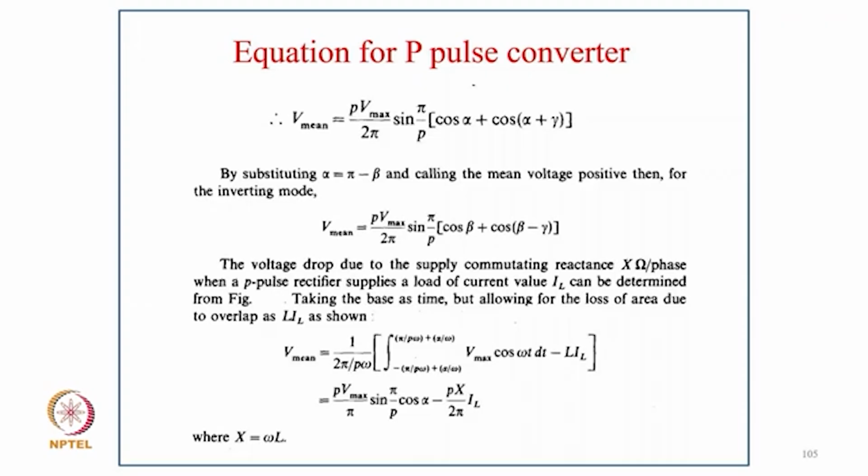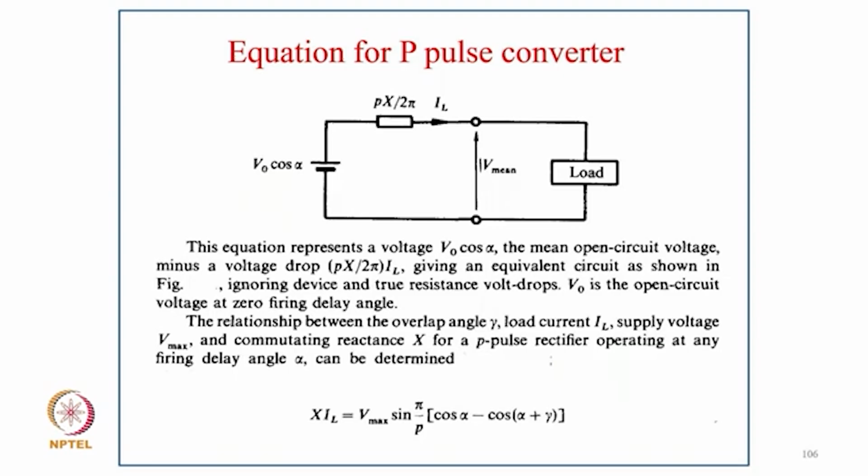With the P pulse rectifier supply, the load current IL can be determined from the figure, taking the base as a time, but allowing for the loss of area due to overlap, L IL. V mean equals 1 upon 2 pi divided by P omega, integral of V max cos omega t dt, minus IL, equal to P V max upon pi sin pi by P into cos alpha minus P X upon 2 pi into IL, where XL equals omega L.